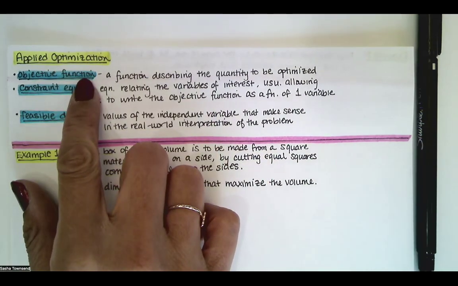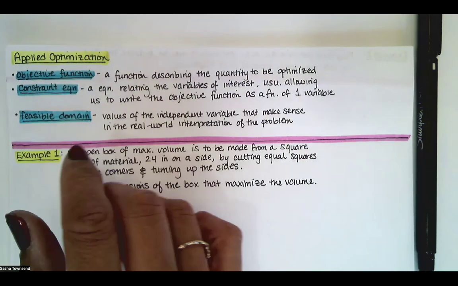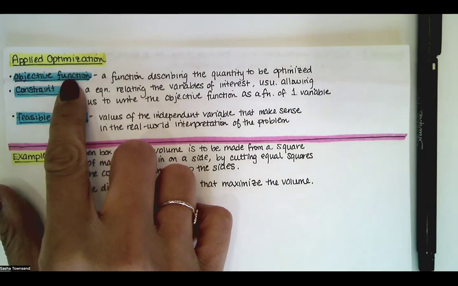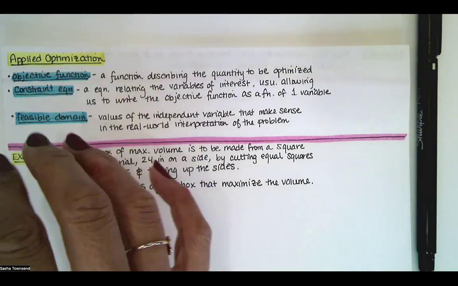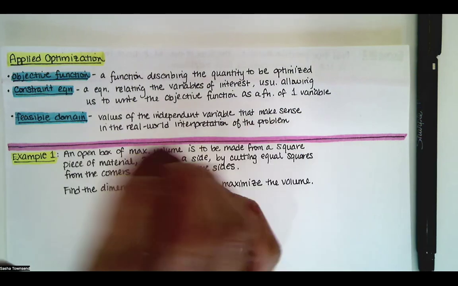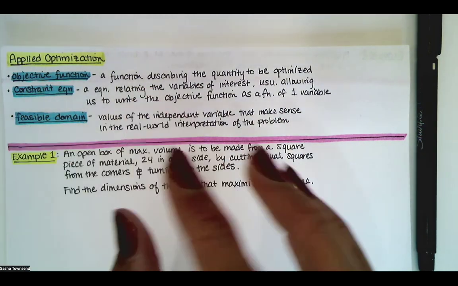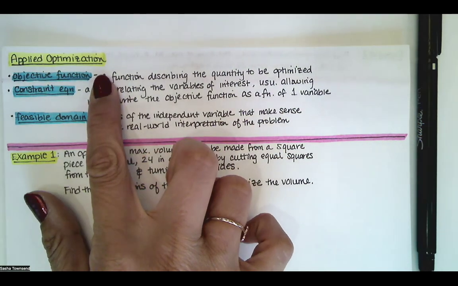The objective function is a function describing the quantity to be optimized. So if we're trying to maximize the profit, it's the equation that represents the profit as a function of the number of items produced or whatever it is, some independent variable. If we're trying to minimize the cost, the objective function is the cost function. If we're trying to maximize the volume or minimize the surface area, those are the functions that we're talking about. We're going to call those objective functions.